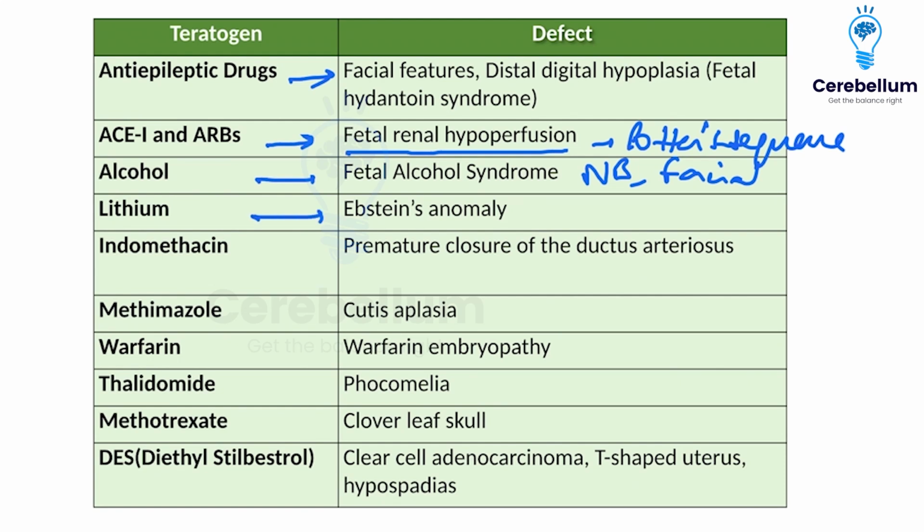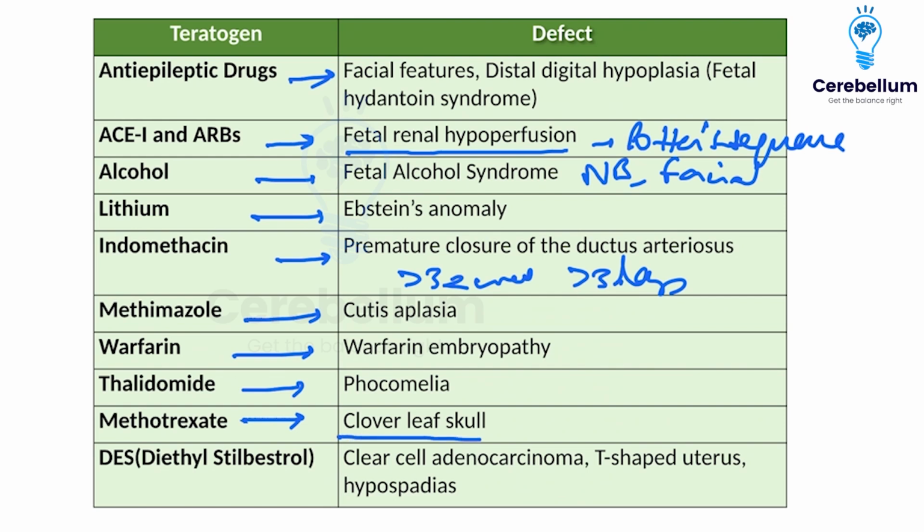Lithium causes Ebstein's anomaly. Indomethacin causes premature closure of the ductus arteriosus, especially given after 32 weeks for more than 3 days. Methimazole causes cutis aplasia. Warfarin causes warfarin embryopathy. Thalidomide causes shortened limbs or phocomelia. Methotrexate causes clover leaf skull or craniosynostosis.